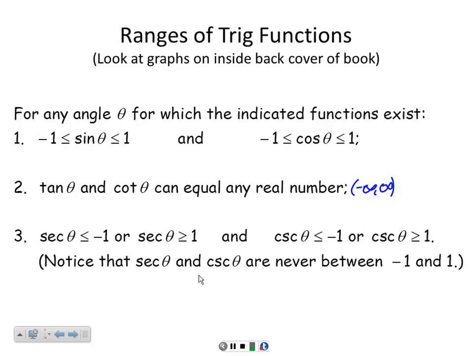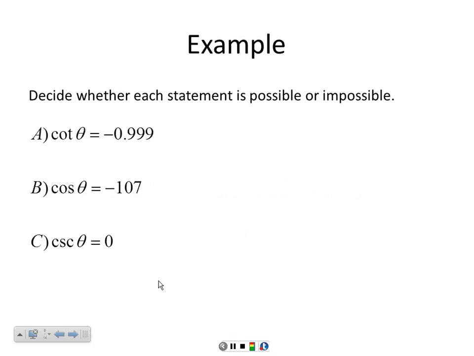Notice that secant and cosecant are never between -1 and 1. There is no graph that will fall between -1 and 1. So we kind of need to keep these graphs and our ranges in the back of our head so that we know if functions can actually happen at these spots. So decide whether each statement is possible or impossible.